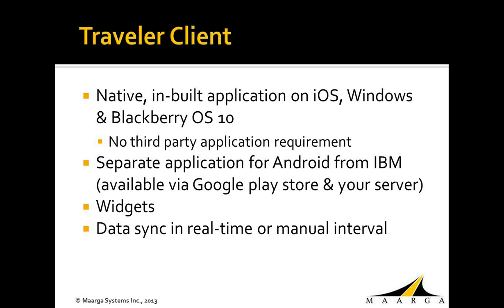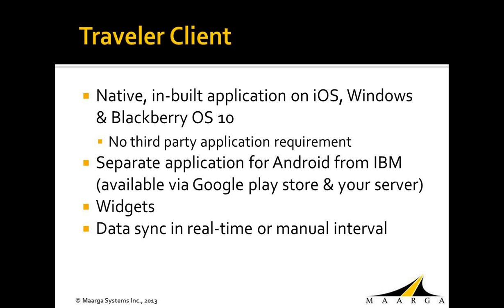For Android devices though, we need to download and install a separate application provided by IBM to have access to all the Traveler information. And this application is available via Google Play Store as well as your server, so that your users can automatically connect to Google Play Store and upgrade the application whenever there is a new version. And the Android application also provides widgets for the end users to add new calendar information or mail information on their tablet or modern smartphone devices.